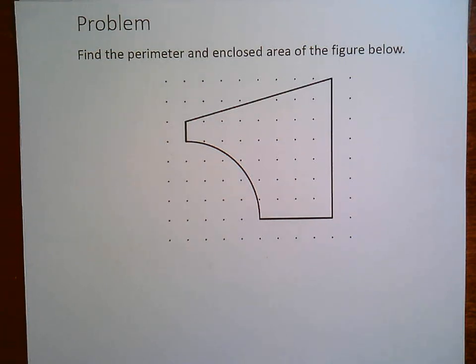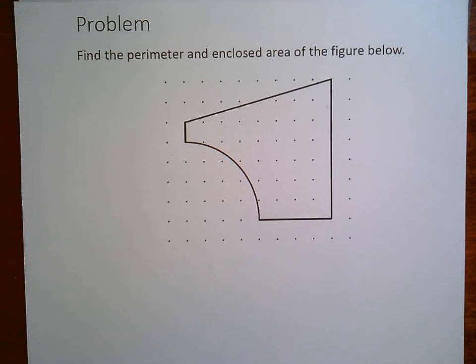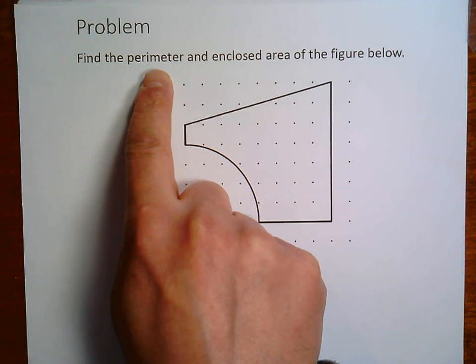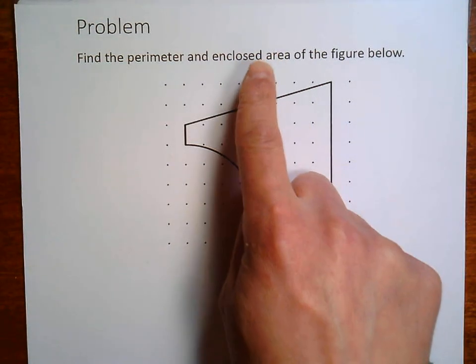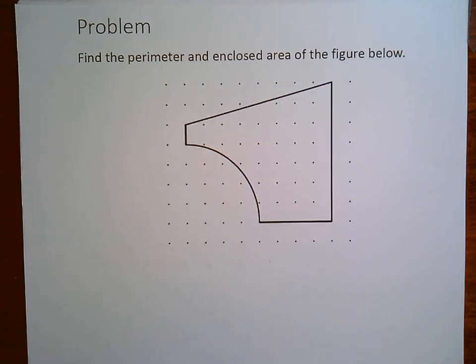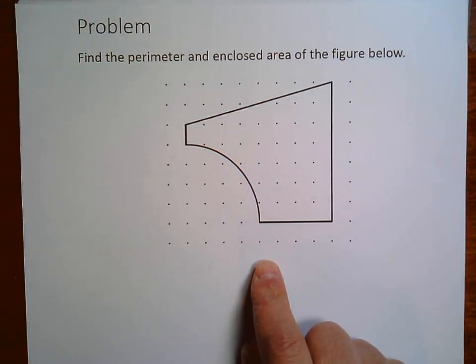Hello, time to do some geoboard geometry. So we're going to do two things in this problem. First, find the distance around the figure, the perimeter, and then also count the number of squares inside, right? So we're going to find the area.